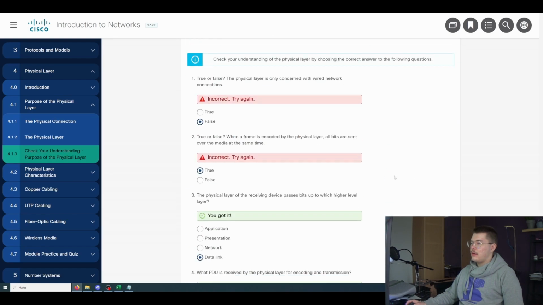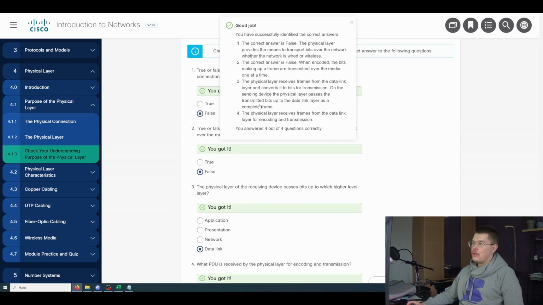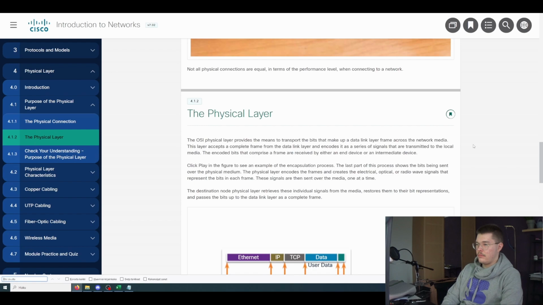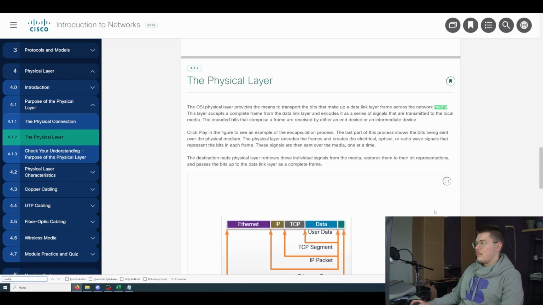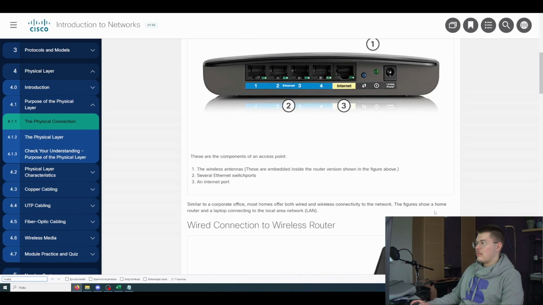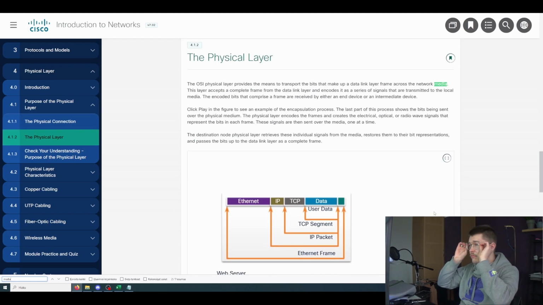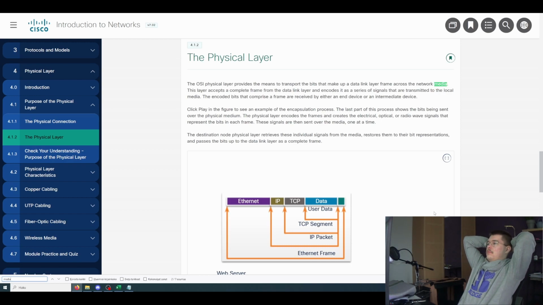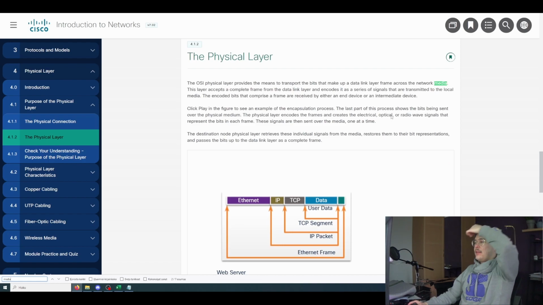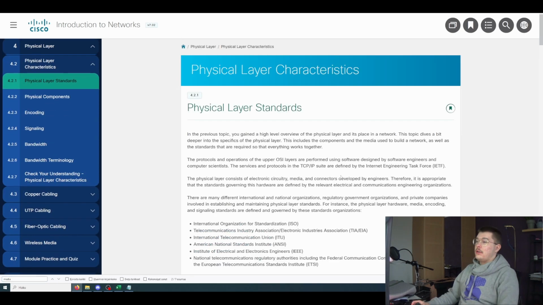Sometimes I don't quite understand. The physical layer provides the means to transport bits over the network, wired or wireless. When encoded, the bits making up a frame are transmitted over the media, one at a time. What? Alright, I'm not going to question this.